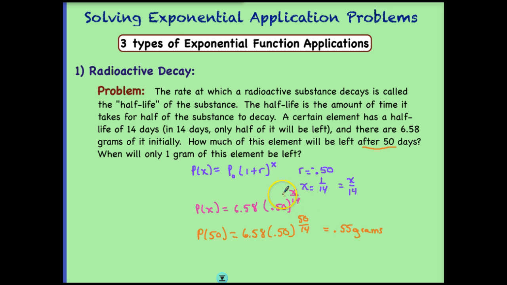remaining. Again, to find when only 1 gram will be left, solve graphically to find the point of intersection. And the point of intersection, if you want to try this on your calculator, ends up being 38.05, 1. So approximately after about 38 days, there will be only 1 gram of the element left. Note that since it is a half-life, the base of the exponential equation equals half. And you can see how that relates.